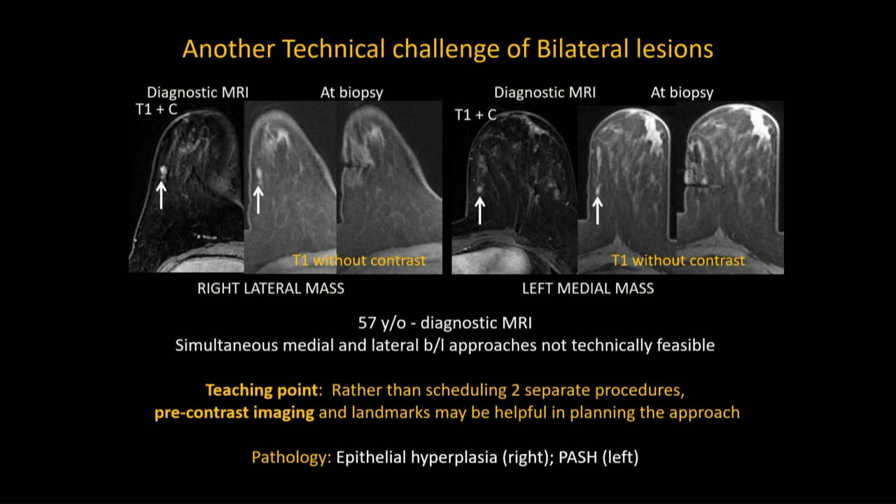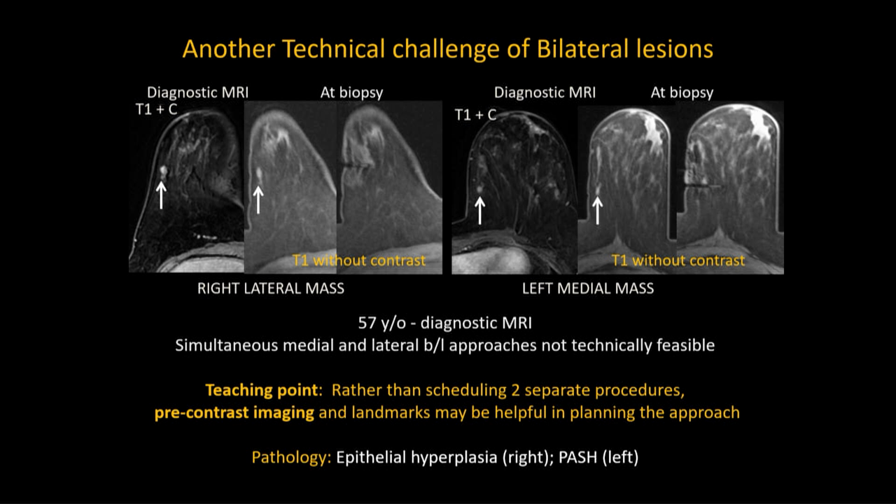Another technical challenge of bilateral lesions is that you can only go from a bilateral-lateral approach. You can't go from one lateral and one medial. And so if you have a very medial lesion here, this is a left medial mass, and a very lateral lesion, it is going to be very challenging to do those simultaneously.